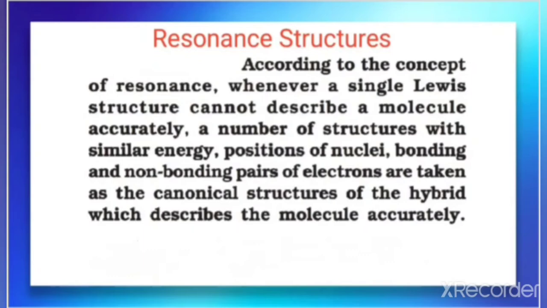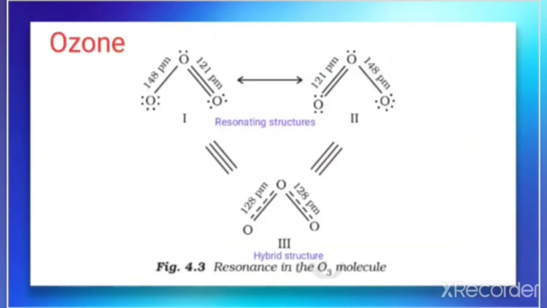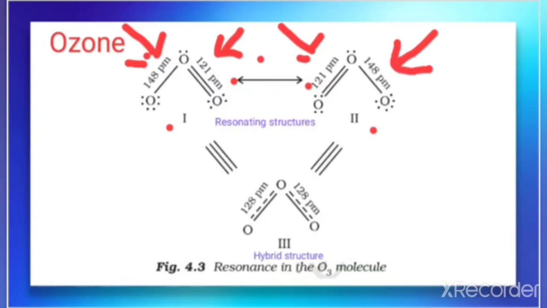The resonating structures are represented by double-headed arrows. That means in between the resonating structures, we need to keep double-headed arrows. What do we mean by double-headed? An arrow with two heads. So this is the representation given in between the resonating structures. Now when you look here, these are the two resonating structures. In this, here there is a single bond, here a single bond, here a double bond. But what is the other structure? Look at the other structure. Here is the double and here is the single. We have simply exchanged the double and single bond.